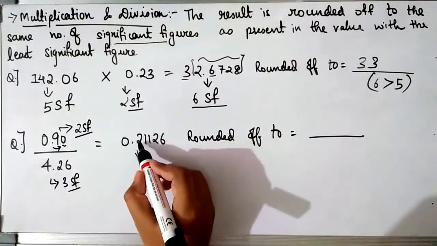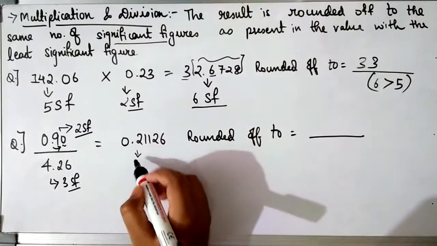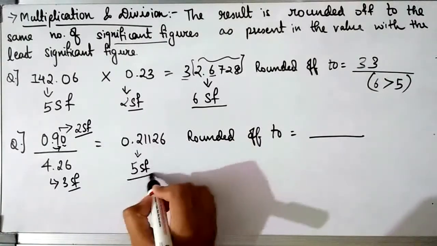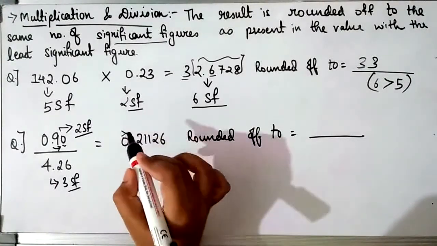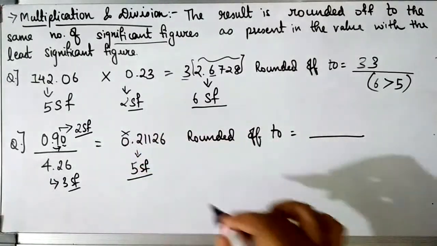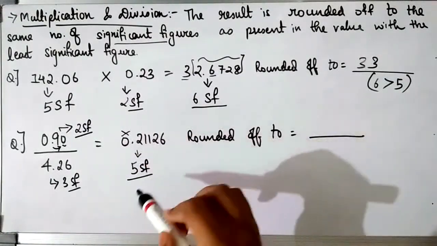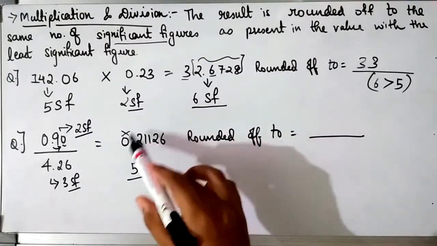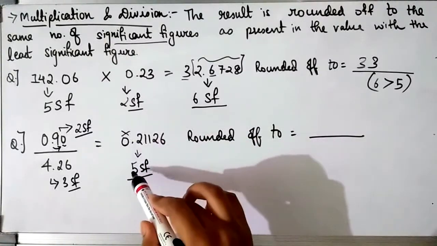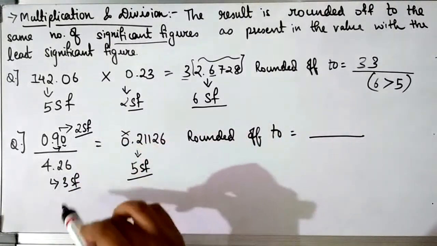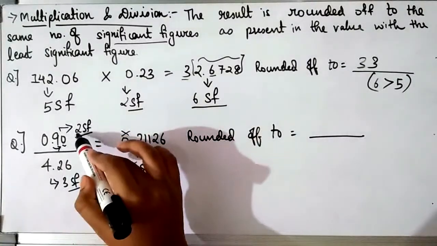In the result we have got 1, 2, 3, 4, 5 significant figures, and the initial 0 is not considered to be significant, you know that. So we have got here 5 significant figures. Now we need to round off this result which is having 5 significant figures to the least number of significant figures, and the least number of significant figures is 2.